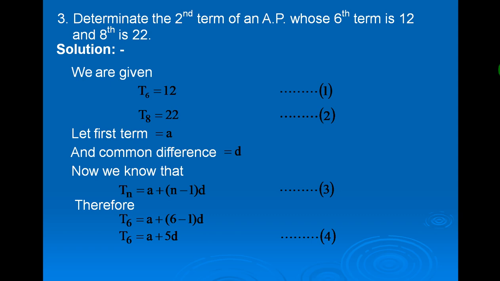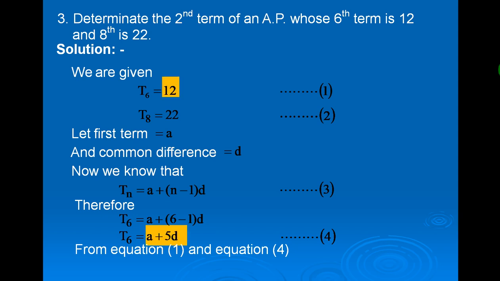Put this equation number 4. From equation 1 and equation 4, T6 is equal to 12 from equation 1 and T6 is equal to a plus 5d from equation 4. Therefore, a plus 5d is equal to 12. Put this equation number 5.